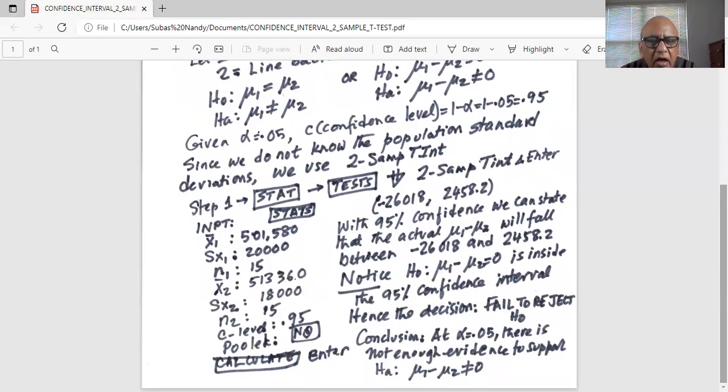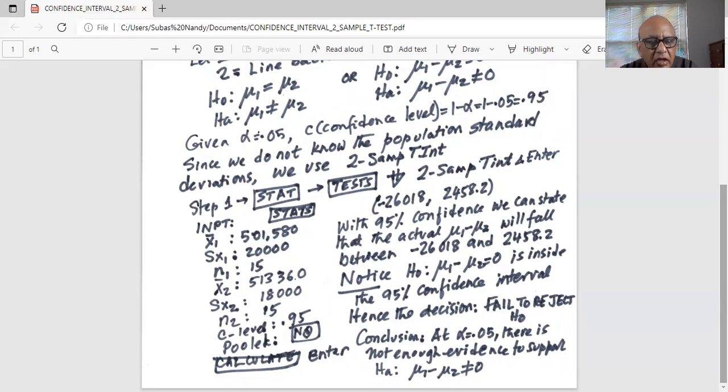And C-level is 0.9. No, C-level is 0.95. So let's change the C-level to 0.95, because alpha is 0.05, and C-level is 1 minus alpha, 1 minus 0.05 is 0.95. Pooled is No. We keep pooled at No because we want to assume the population standard deviations are not equal.